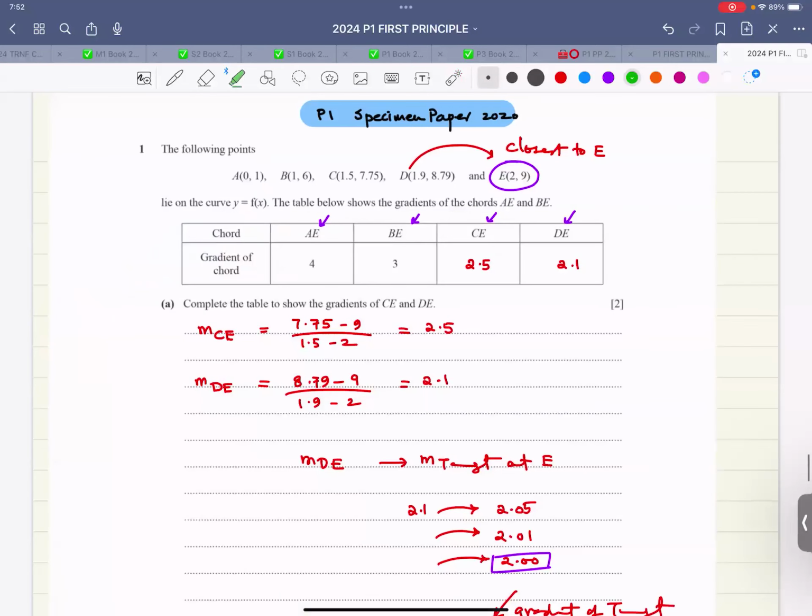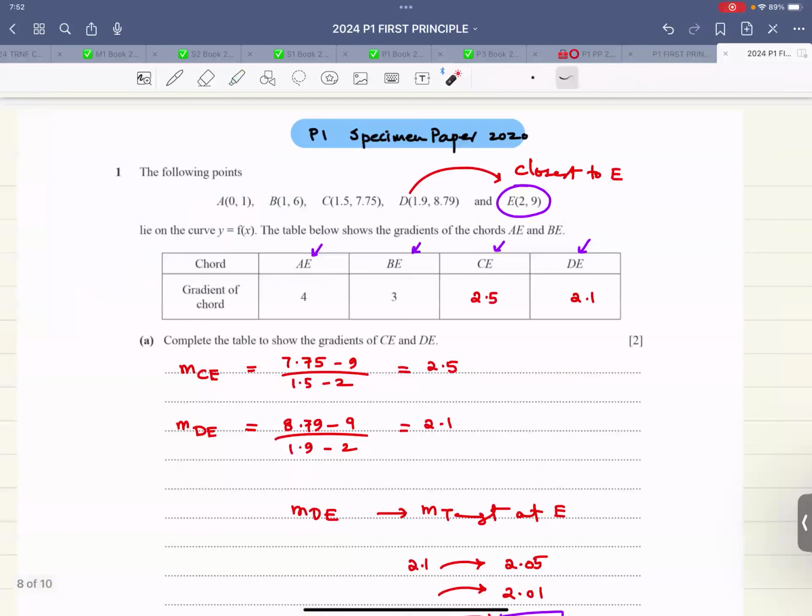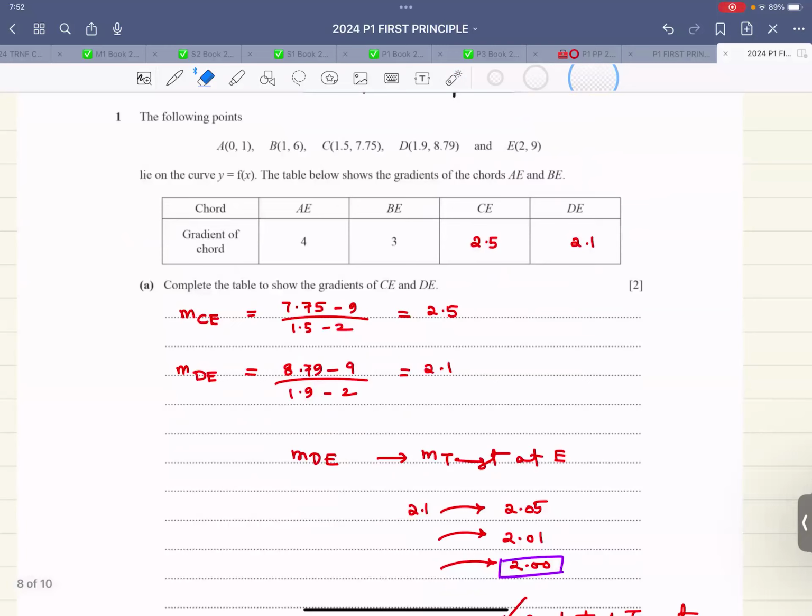Let's look at this question. Now, this is from the P1 specimen paper 2020. The syllabus was changed in 2020. So this concept was introduced in 2020. Now, what does this say? It says the following points A, B, C, D, and E are given. They lie on the curve y equals f(x). So let me just erase something from here and let me show you the working. Now it says the gradient between A and E is given. So this is A, this is E.